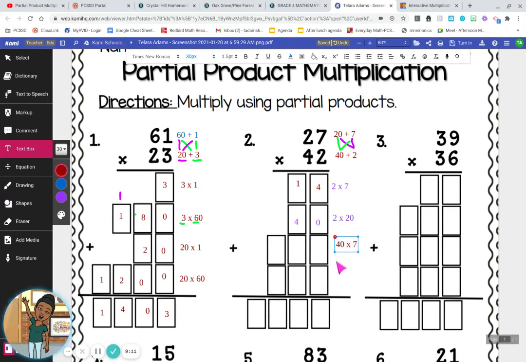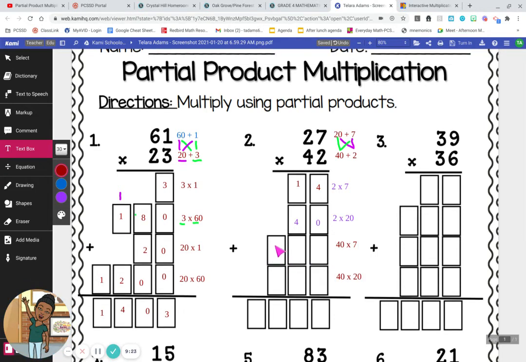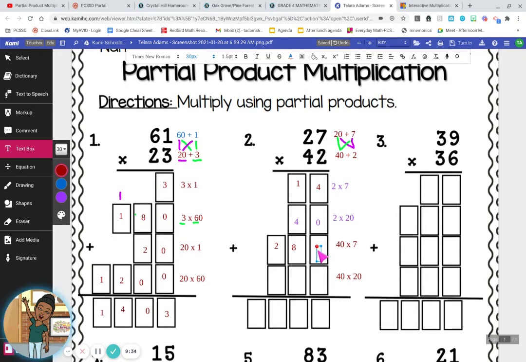40 times 7 and 40 times 20. Now I'm going to do the math. What is 7 times 4? 28. And then we're going to add a 0. Oops. Come on, come on. This text box not wanting to work for me. There we go. 40 times 20. Yes, 800. I really like how these boxes are separate. It helps us to understand which digit is going where.